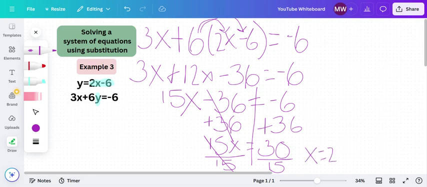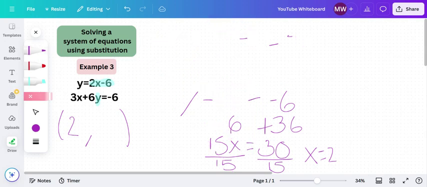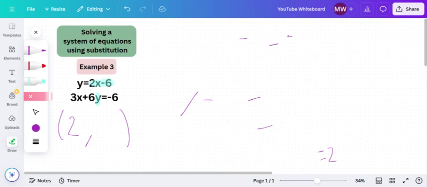So remember, in a system of equations, we are going to write an answer as an ordered pair. So we just figured out our x. We don't know our y yet. We have to figure out our y. So now that we know that x equals 2, we can plug that back into either one of our equations, anywhere we see x, in order to find y.